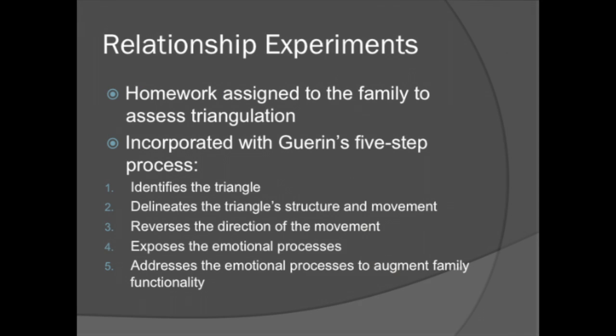According to Gia, who I will quote, relationship experiments are behavioral tasks assigned to family members by the therapist to first expose and then alter the dysfunctional relationship process in the family system. Gia's 5-step process should be present. Step 1 is to identify the triangle. 2, delineate the triangle's structure and movement.